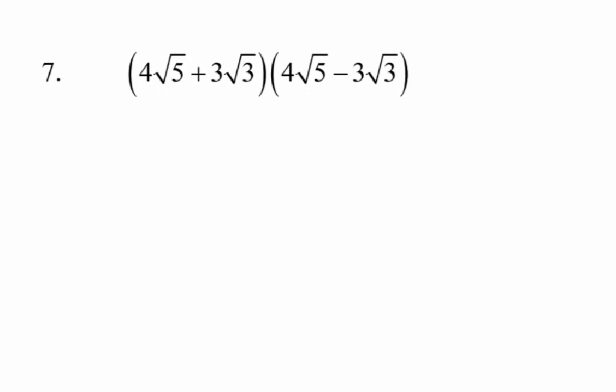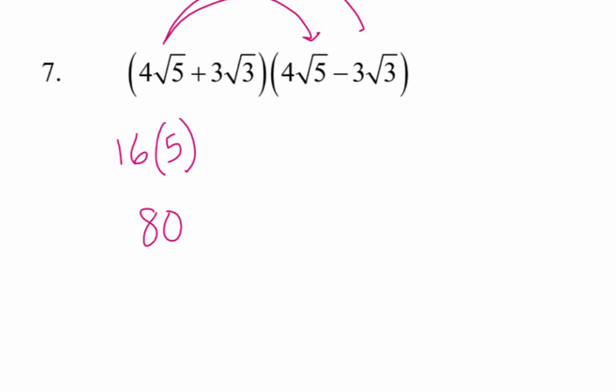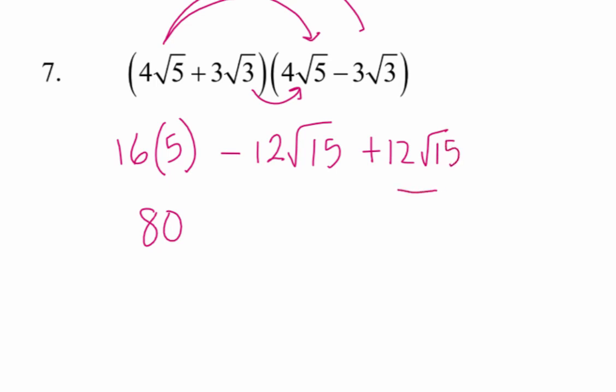So again, we're going to FOIL 4 square root of 5 times another 4 square root of 5. Multiply the 4 times 4 is 16. Square root of 25, which is 16 times 5. I'm going to put the parentheses. I'm going to multiply those two there, and that's going to be 80, isn't it? Okay. Then the outside is going to be 4 times negative 3 is negative 12, square root of 5 times 3 is 15. Then the inside is positive 12 square root of 15. Isn't that interesting?